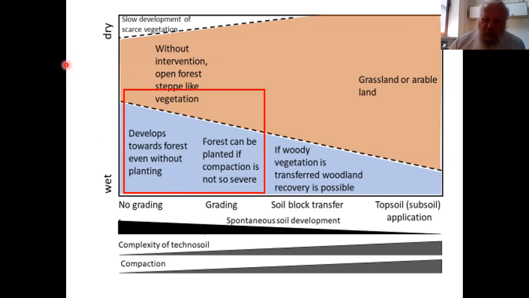So basically, at the end of the previous lecture, I showed these conceptual slides, which show us, for different environments, wet or dry, different options for initial soil preparation. We can do nothing. We can level the soil by grading. We can transfer soil blocks. We can reconstruct the soil by putting subsoil and topsoil, or maybe even just topsoil. And on this gradient, we reconstruct a more complex technosoil.